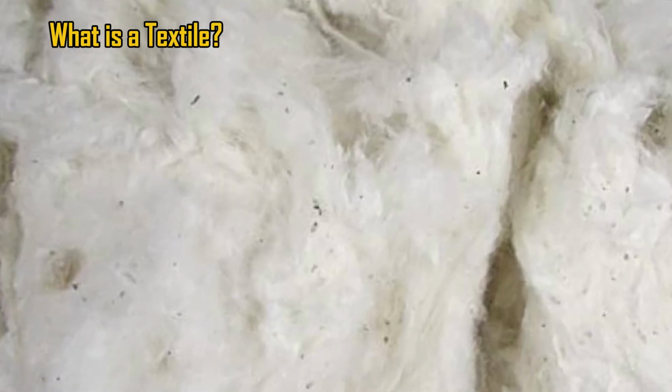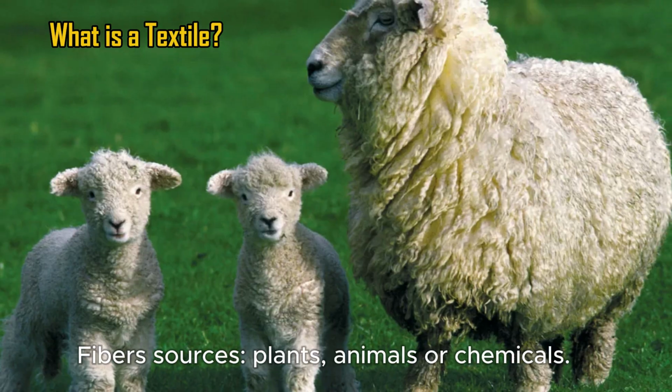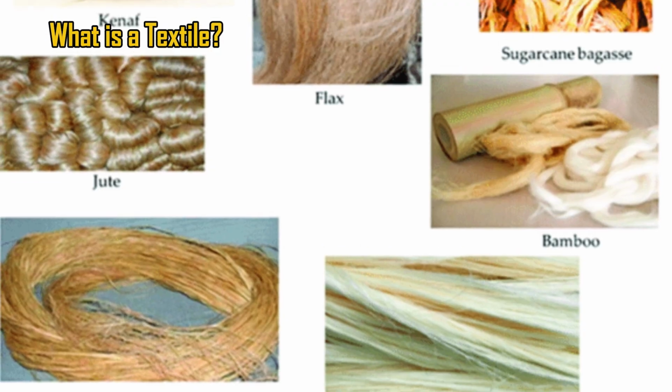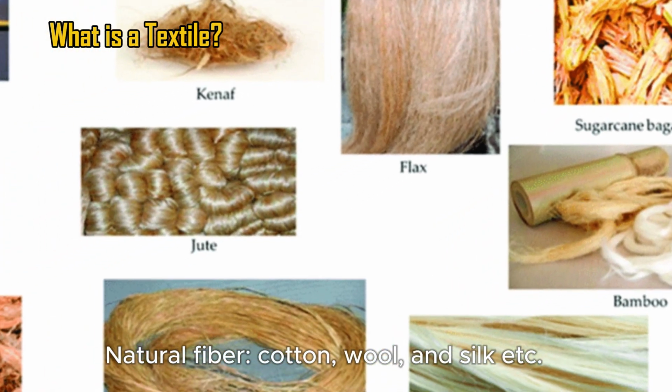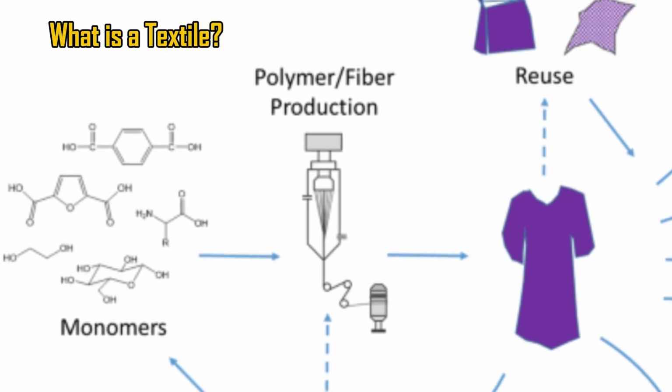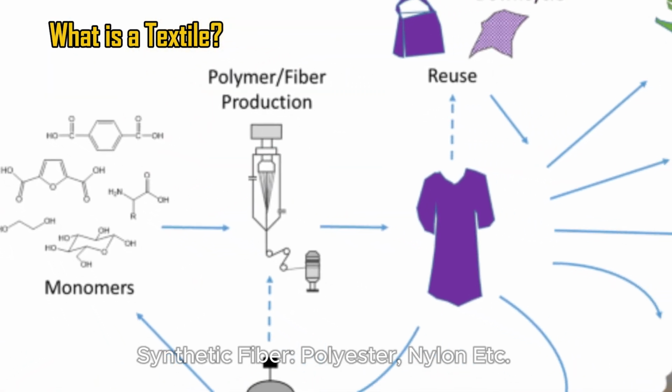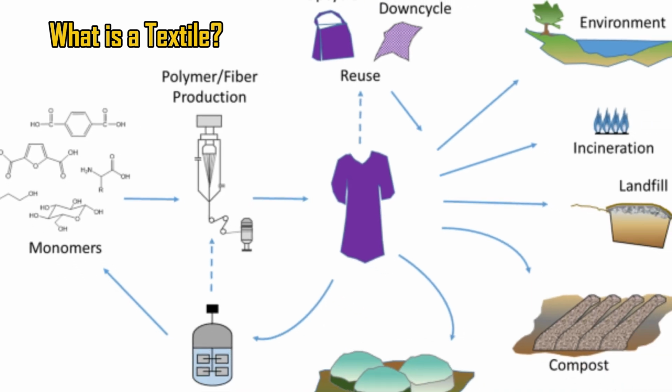Fibers can come from many sources, like plants, animals, or even chemicals. Some natural fibers you might know are cotton, wool, and silk. Then there are synthetic fibers, like polyester and nylon, which are made in factories.